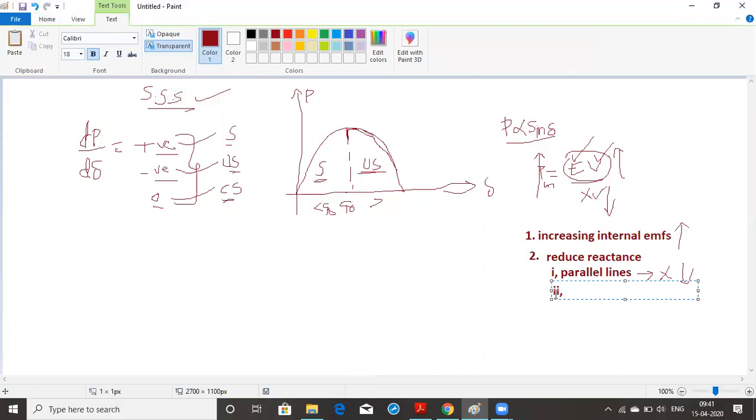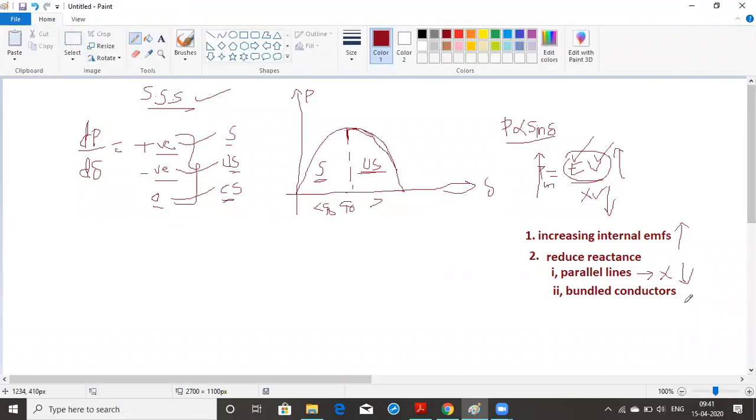Coming to the second part, how can we reduce the reactance further? By using bundled conductors. What is the bundled conductor configuration? By using bundled conductors, we know that the capacitance will increase, whereas the inductance will decrease. We already know this. If the inductance is decreasing, the inductive reactance will also decrease. So we can decrease the reactance by using bundled conductors. Therefore, the maximum power delivered will also increase. So this is one method.